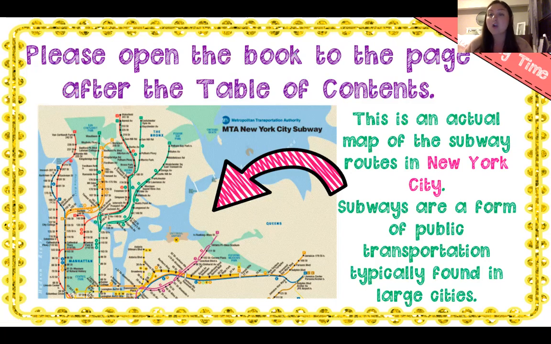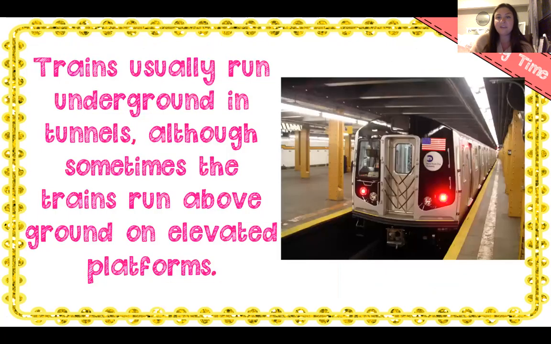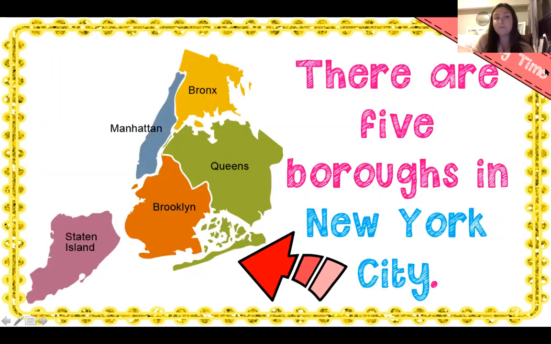Kim and Kurt are going to take the subway to get around New York City. When I visit New York City, I take the subway as well. I actually have a card that you have to pay to ride on the subway. Okay, so trains usually run underground in tunnels, although sometimes the trains run above ground on an elevated platform. This is called a platform, where you would get on and off.